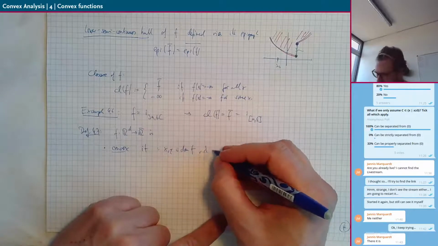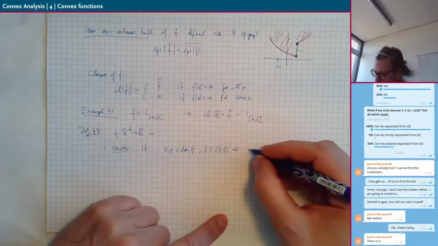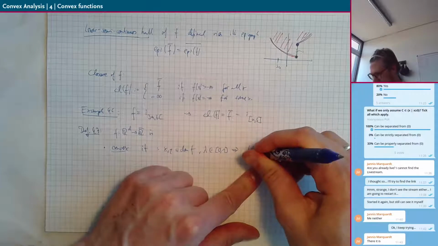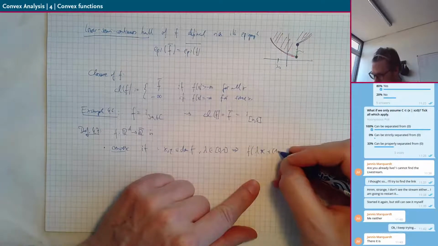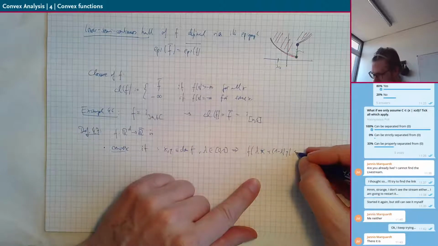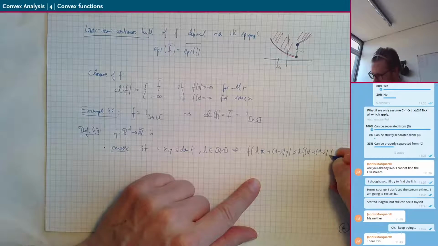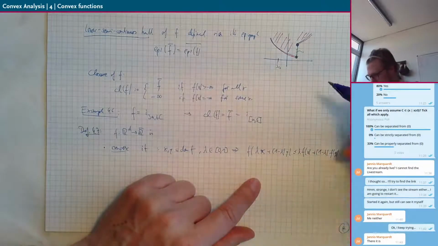and we have some lambda in the interval from 0 to 1. Then it should always hold that f at the point lambda x plus 1 minus lambda y is smaller or equal to lambda f of x plus 1 minus lambda f of y. That is the usual definition of convexity.